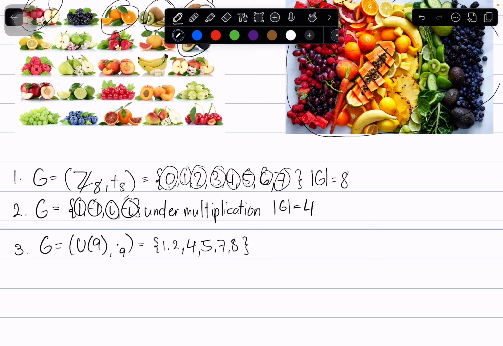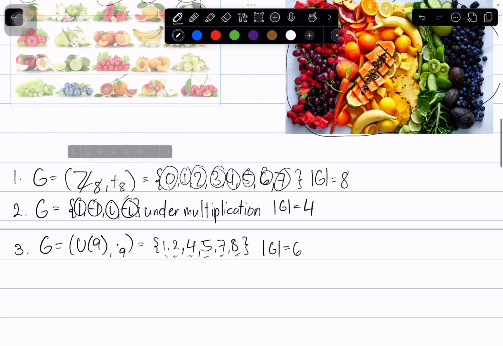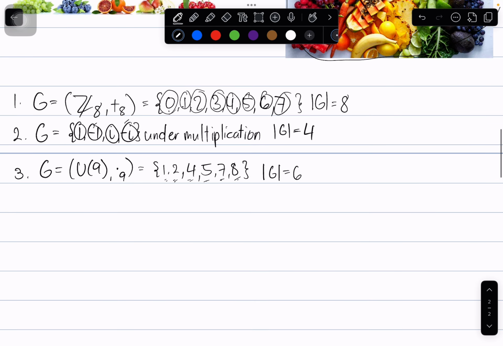Okay. So here, to find the order of this, we're simply gonna count the distinct elements. So 1, 2, 4, 5, 7, and 8. So 1, 2, 3, 4, 5, 6. So the order of this group is simply 6. Okay, so now let's try to move on to the next.